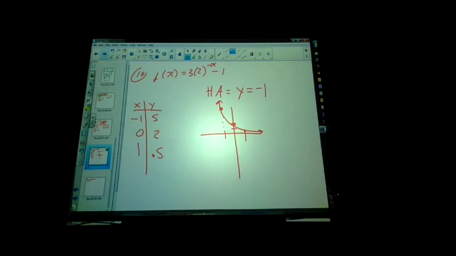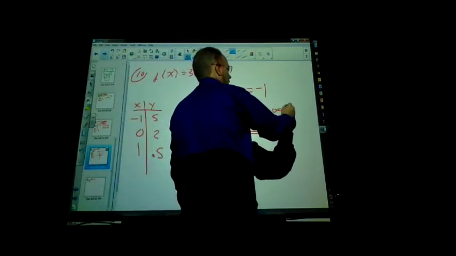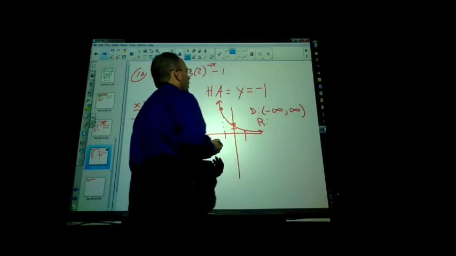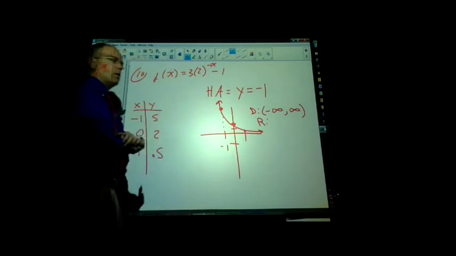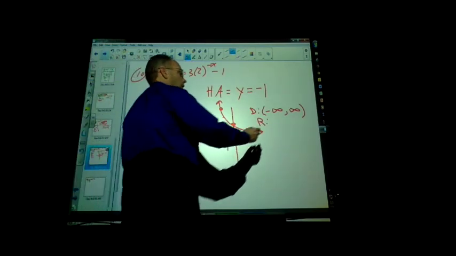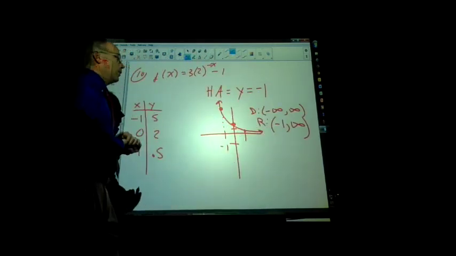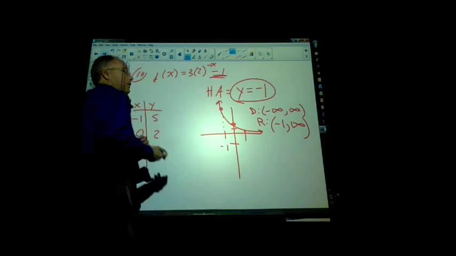That negative x flipped it over. What is my domain going to be? Well, I can plug pretty much any value I want in, get something out. What does my range appear to be? There you go. The reason why I know that is because we know the horizontal asymptote is that because of that right there.